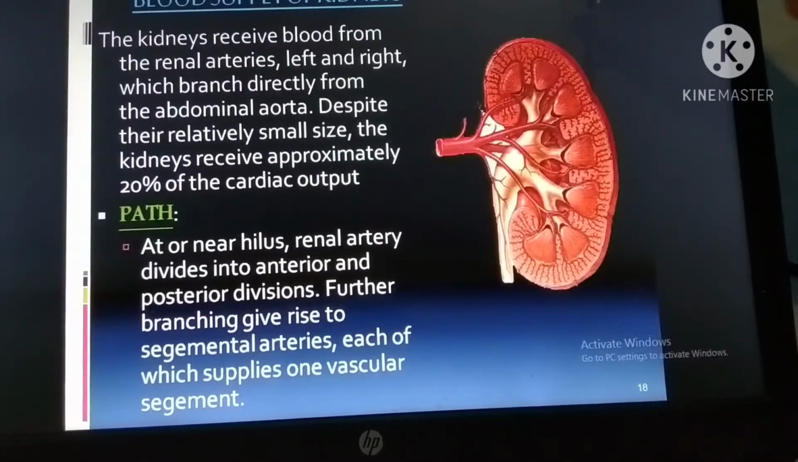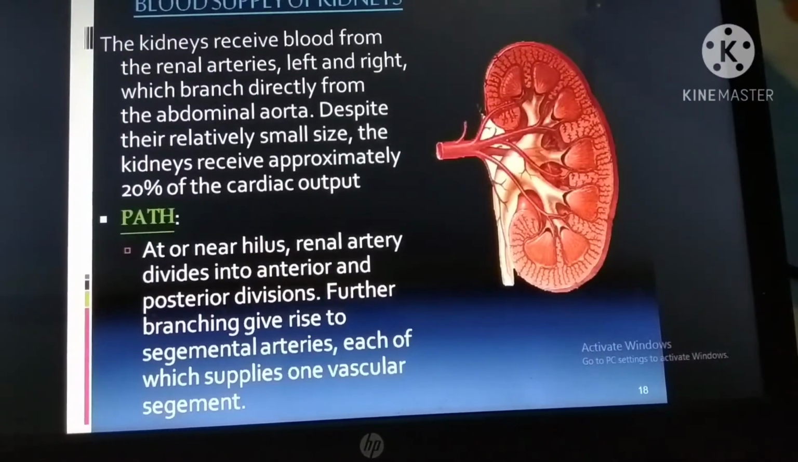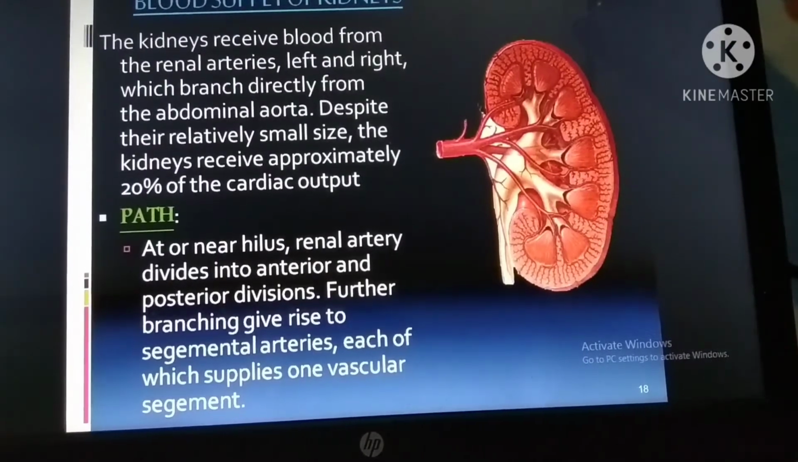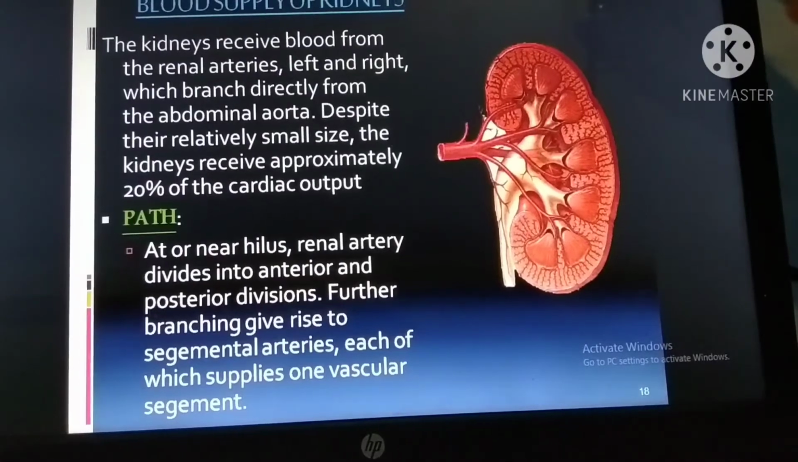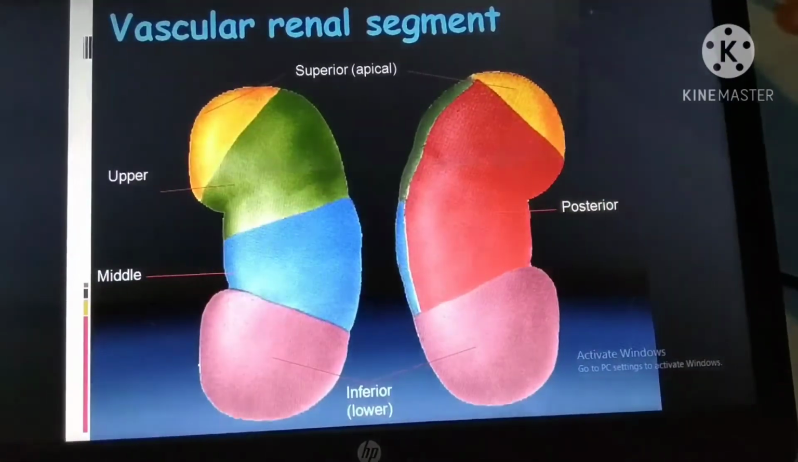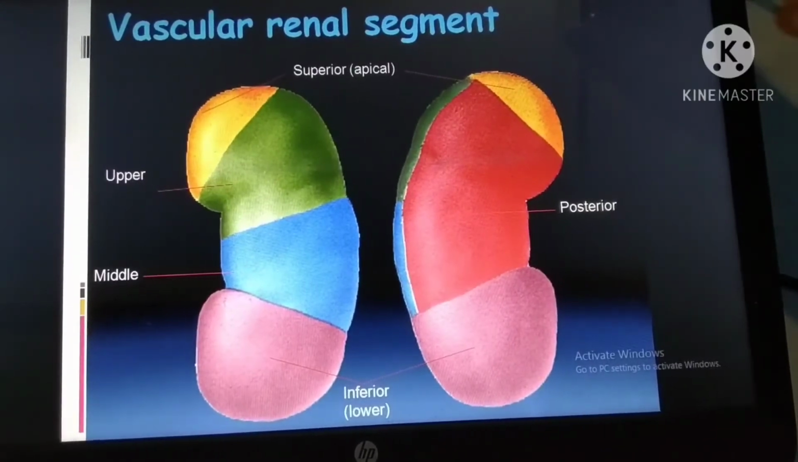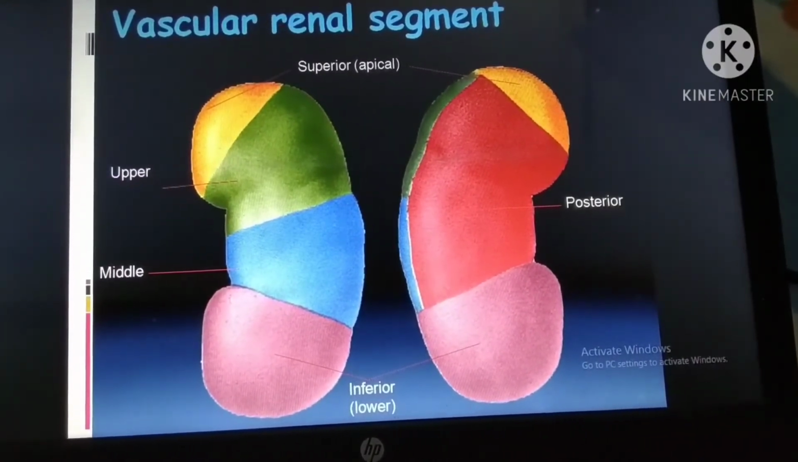At or near the hilum, the renal artery divides into anterior and posterior divisions. Further branching gives rise to segmental arteries, each of which supplies one vascular segment. The vascular segments of the kidney are: superior, upper, middle, lower, and posterior.